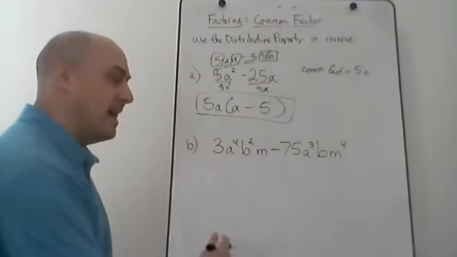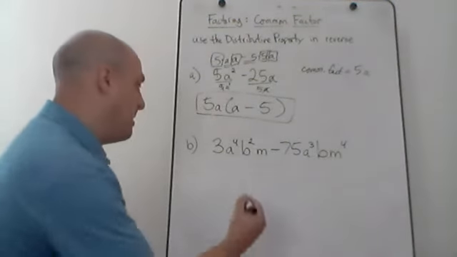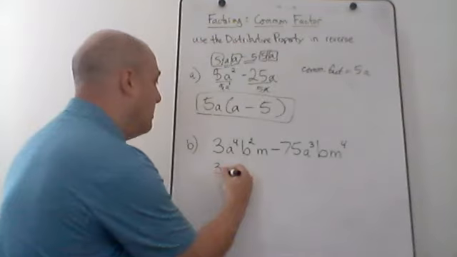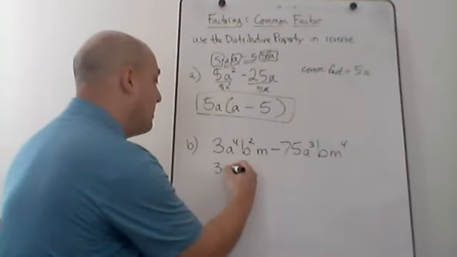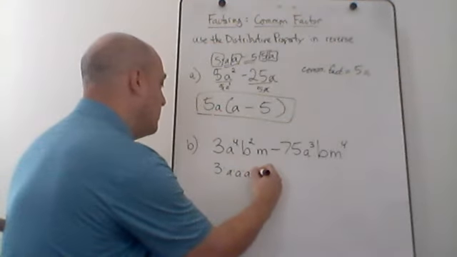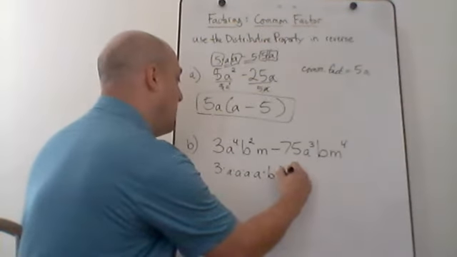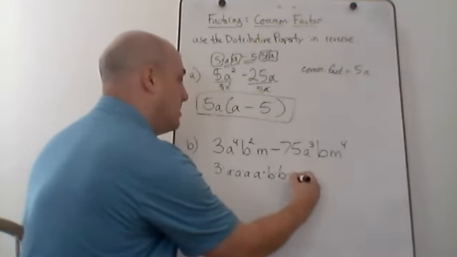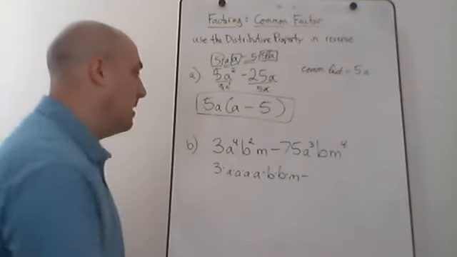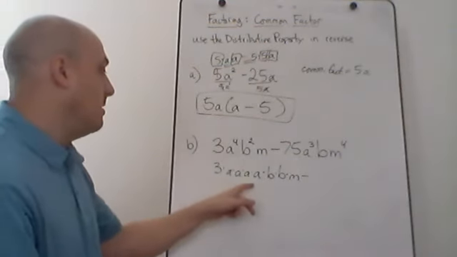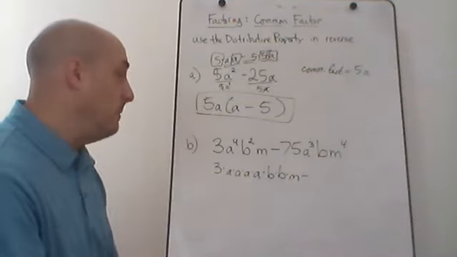So the 3, can I factor the 3? I can't. 3 is just 3 times 1. So let me write the 3 here. The a to the fourth, that's 4 a's multiplied together. So let me write out the 4 a's. The b squared, that's 2 b's multiplied together. The m, well, that's just one single m. So there we go. That's 3a to the fourth b squared m. That's what that is.